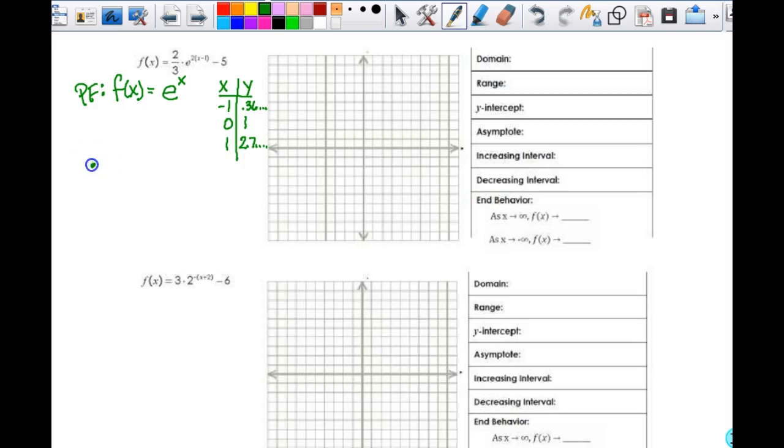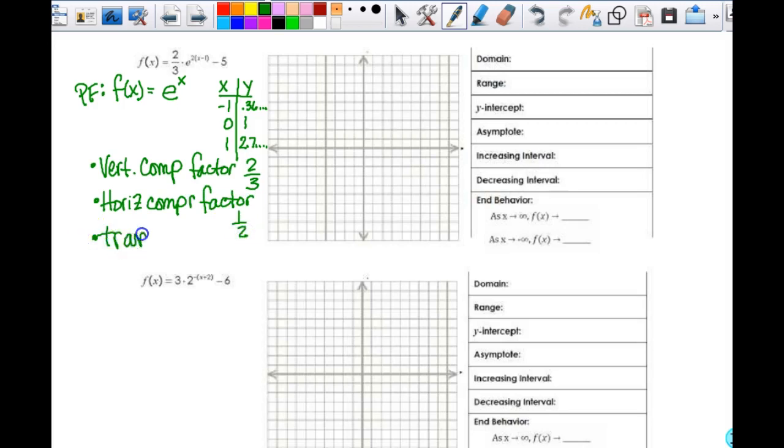So then my transformations. This 2/3 is out front here, so this is a vertical compression by a factor of 2/3. Then this 2 right here is up in that exponent, so that is a horizontal compression factor 1/2, and then I translate right 1 and down 5.